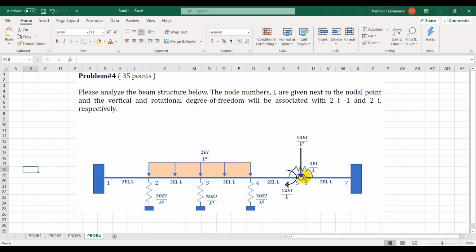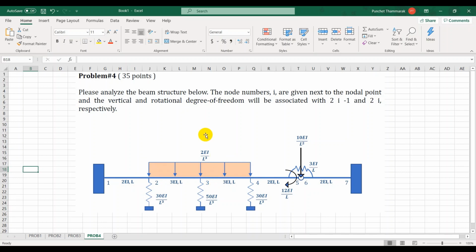At this point, this is the hinge, and in between two sides of the hinge there is a rotational spring, of which the stiffness is 3 EI/L, linking these two sides. The moment of which the magnitude is 12 EI/L is applied at this left side of the hinge, and we have just a uniformly distributed load applied over these two spans.